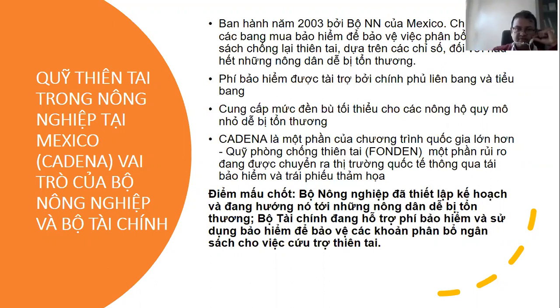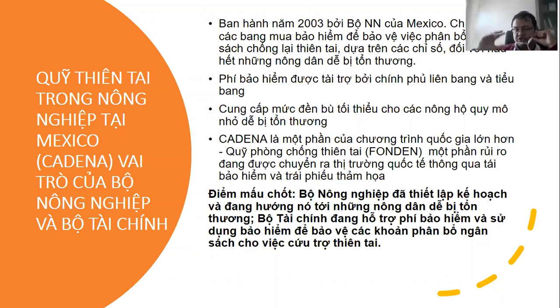Right. So some of the key takeaways from this experience have been that the Ministry of Agriculture played a very key role in setting up the scheme and in targeting it at the particularly vulnerable farmers. Ministry of Finance is also playing a very key role in subsidizing the premiums. And this is a good example of insurance being used to protect the budgetary allocation for disaster relief. So in the case of natural disasters, the insurance product can be used for making payouts, for basically providing disaster relief to the vulnerable farmers.